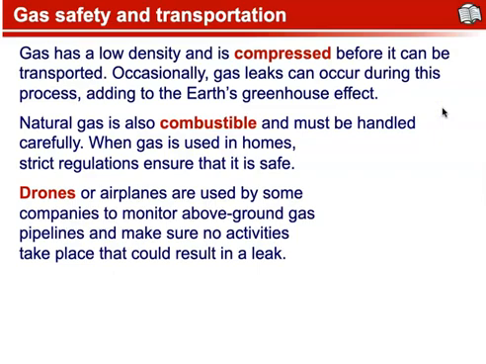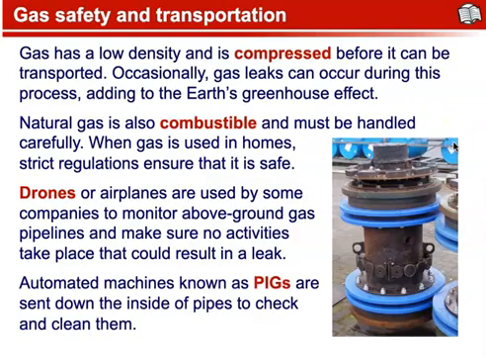Drones or airplanes are used by some companies to monitor above-ground gas pipelines and make sure no activities take place that could result in a leak. Automated machines, known as pigs, are sent down the inside of pipes to check and clean them. The term pigs originally came from the squealing noise that these machines made when they were sent down the narrow pipes to clean. However, they have since become known as pipeline inspection gauges.